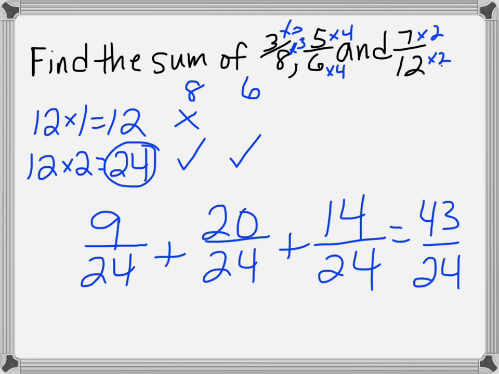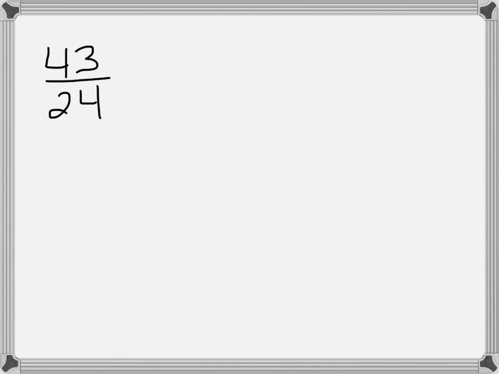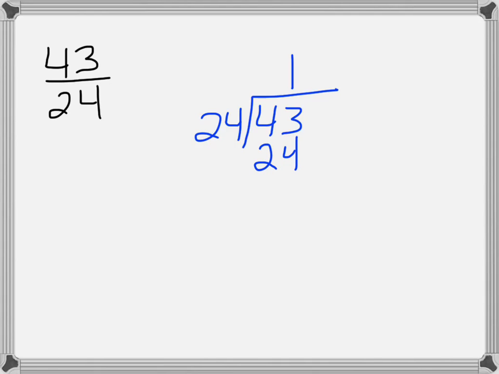Now, it won't reduce. Check for that first. There's nothing that 43 and 24 both divide by, but it's improper. So let's change it to mixed. 43 over 24 means 43 divided by 24. 24 goes into 43 one time. Multiply, subtract, remainder of 19. So my mixed number is 1 and 19 over 24.